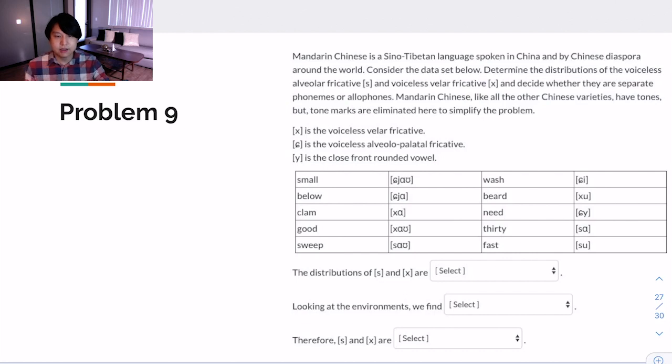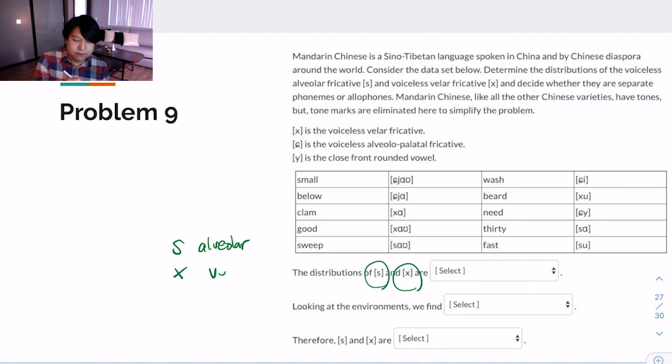Mandarin Chinese is a Sinitic language spoken in China and by the Chinese diaspora around the world. You can see the list of words. The sounds of interest are S and X. The S sound is an alveolar fricative. X is a velar fricative. They are both voiceless.